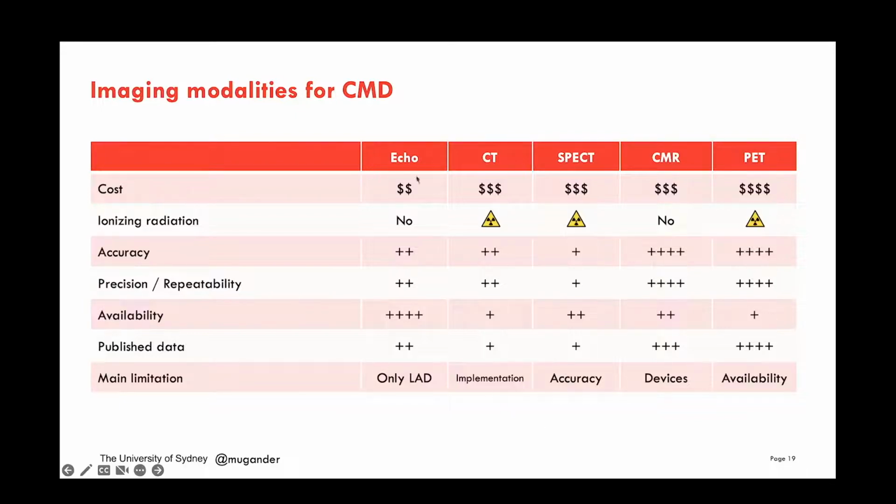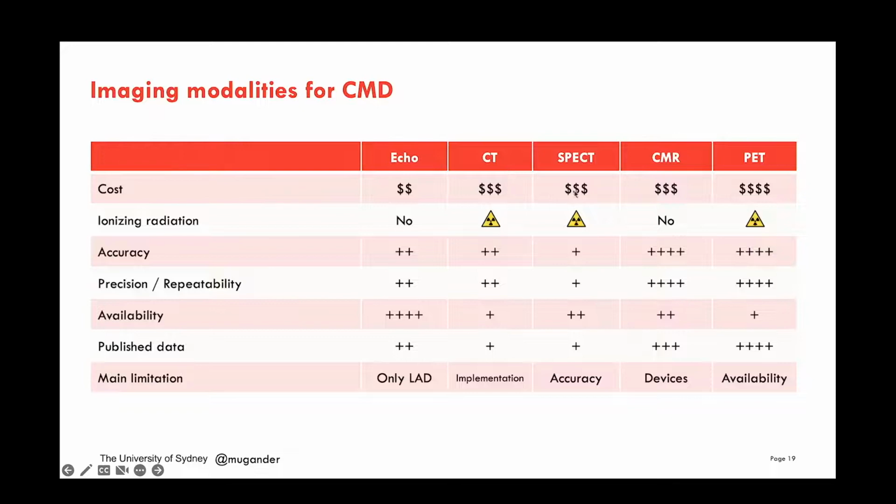Here we have echo, CT, SPECT, CMR, and PET. From a cost perspective, again, not necessarily gospel here, but rough estimates based on what things cost outside of the business aspects. Echo would be the least expensive, but it's still more expensive than a single dollar because you have to at least pay for the adenosine. It's a little bit more cumbersome in the acquisition and requires a little bit more knowledge and experience for that, although it's eminently doable for someone that practices and learns how to do it.